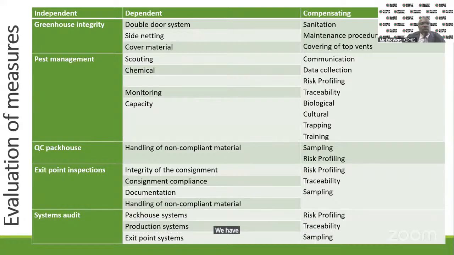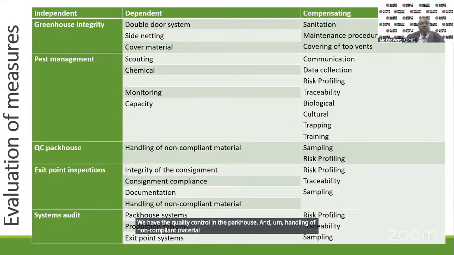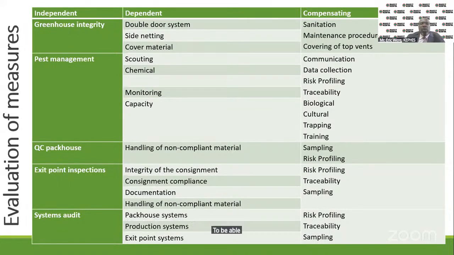We have the quality control in the pack house, and handling of non-compliance material will be a dependent measure that you need to take. What are some of the compensating measures in the pack house? It's about the sampling. What is the sample size that I have to use to give me confidence that my quality control in my pack house is good enough to mitigate against the pest of concern? We have the risk profiling.